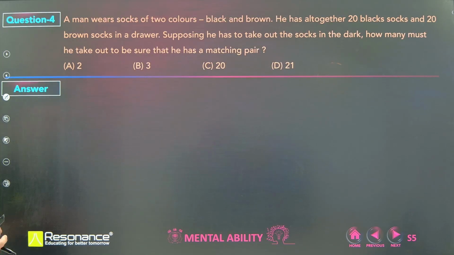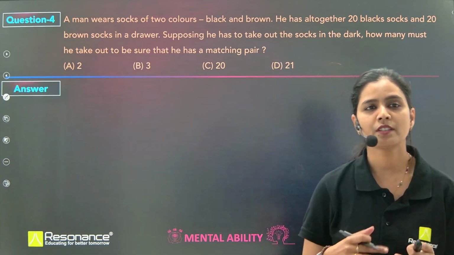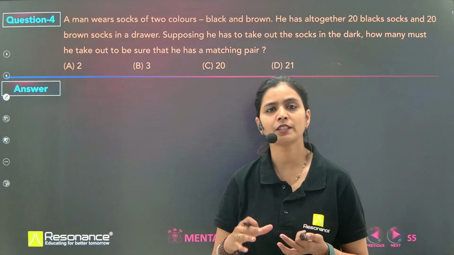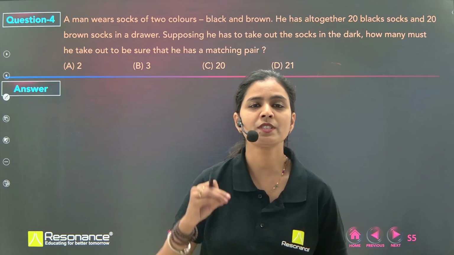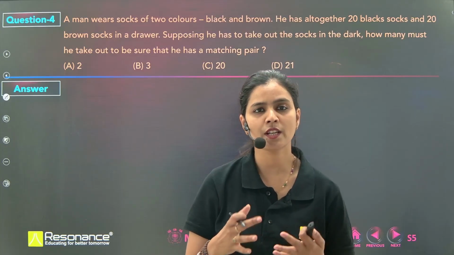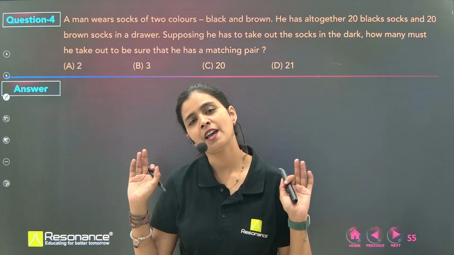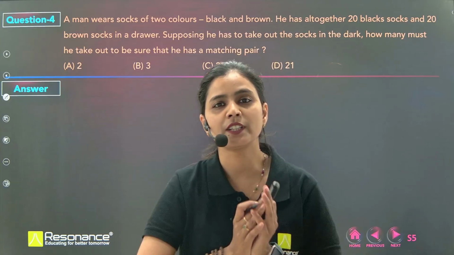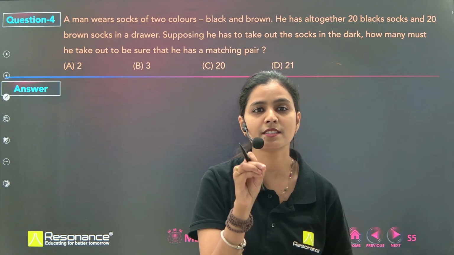A man wears socks of two colors, black and brown. He has altogether 20 black socks and 20 brown socks in the drawer, that means 10 pairs of black and 10 pairs of brown. Now suppose he has to take out the socks in the dark, that means there is no electricity in the house and he needs the socks to wear. How many must he take out to be sure that he has a matching pair?